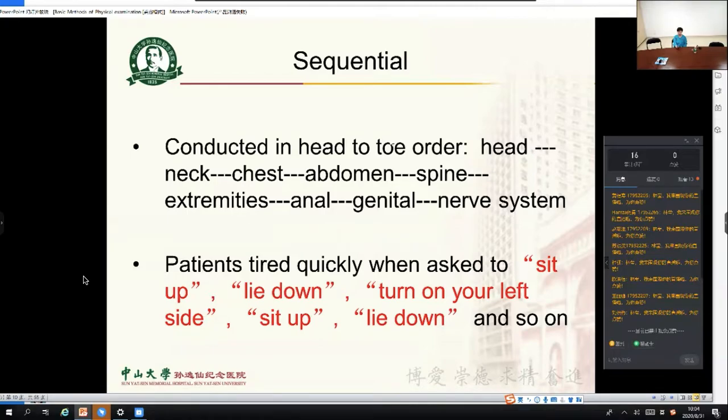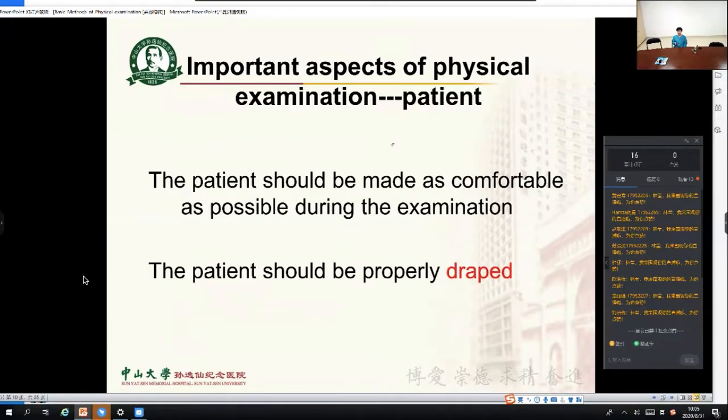The patients will tire quickly when asked to sit up, lie down, turn on your left and turn on your right, and sit up and lie down back and forth. So we need to perform this physical examination in a proper sequence so that the patient does not need to sit up and lie down again and again. So we perform this sequentially.